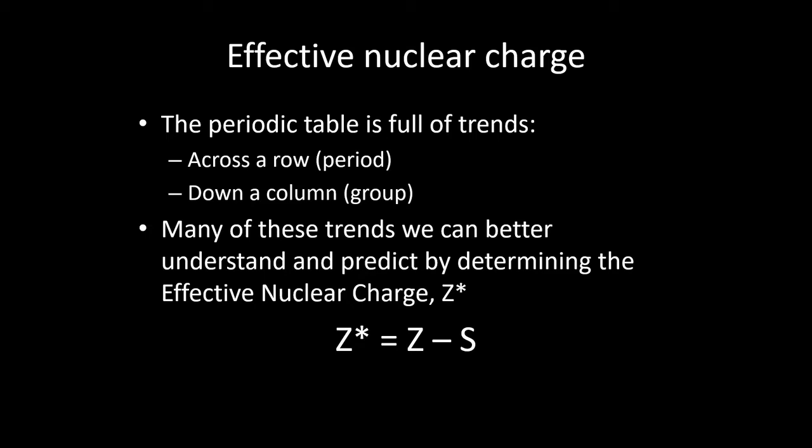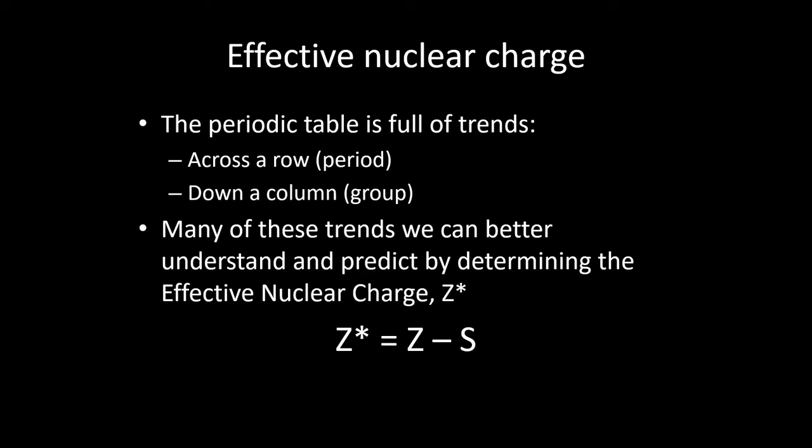This will vary across the table because those outermost electrons have their view of the nucleus blocked by the core electrons. The electrons that are between the nucleus and the outermost electrons, the valence electrons, those core electrons block the view of the nucleus, making the effective nuclear charge smaller. And that blocking of the view, that shielding as we're going to call it, is going to change from one part of the table to the other.